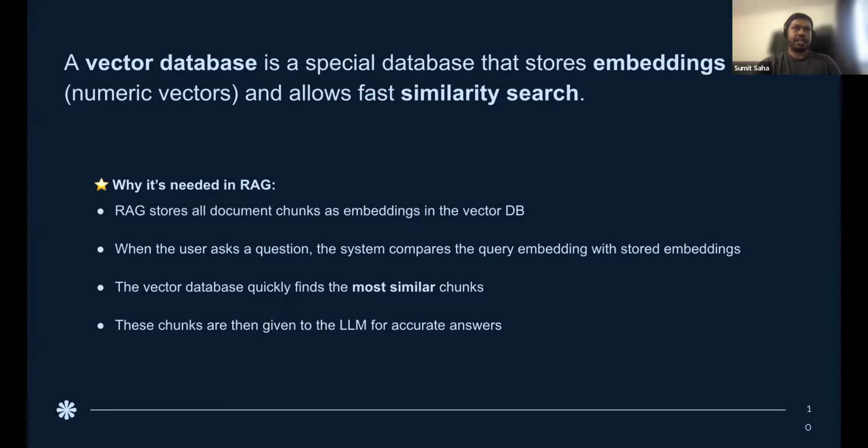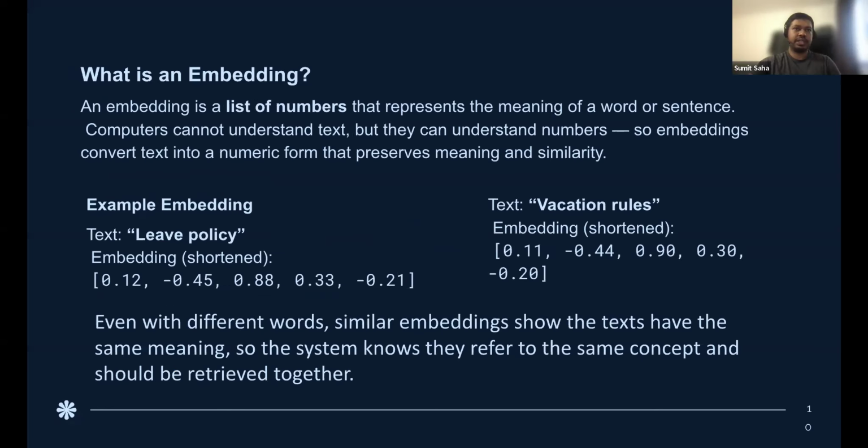A vector database is a special database that stores embeddings, like the numeric vectors, and allows fast similarity search. So in a vector database, you can store those numeric vectors, like when we convert text into embeddings or a numeric array, and they can be easily saved into that vector database. And it allows multiple similarity searches. So we always need to do similarity search, as we see here.